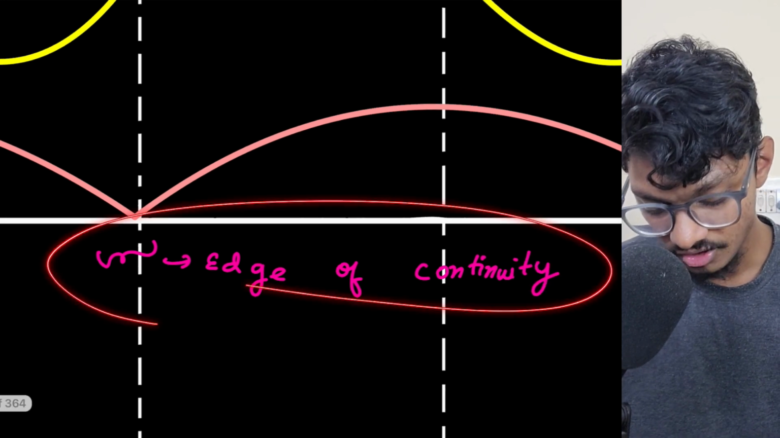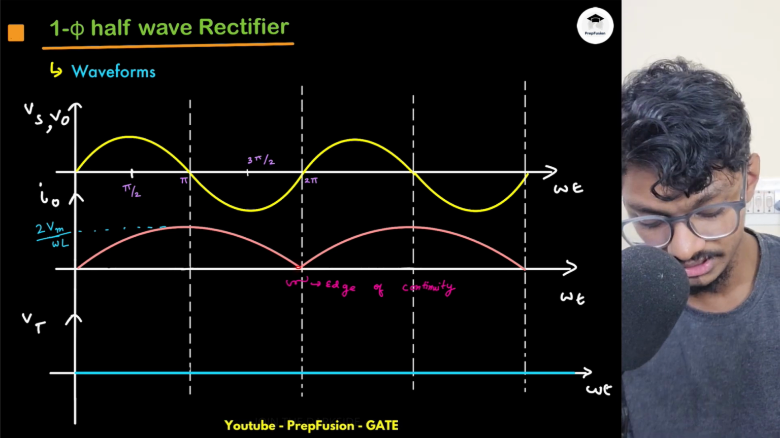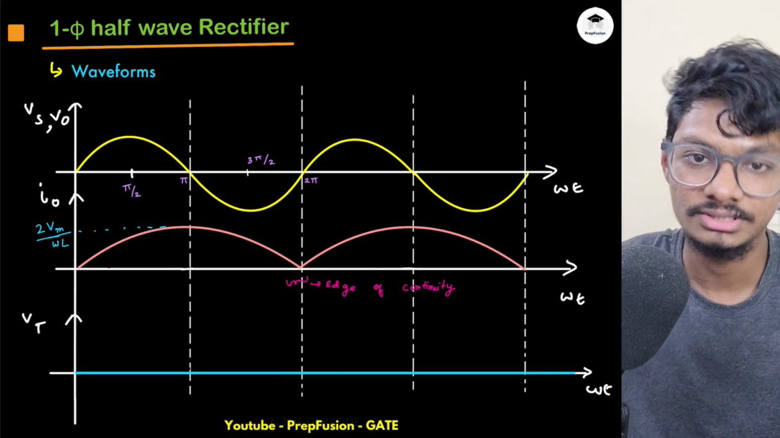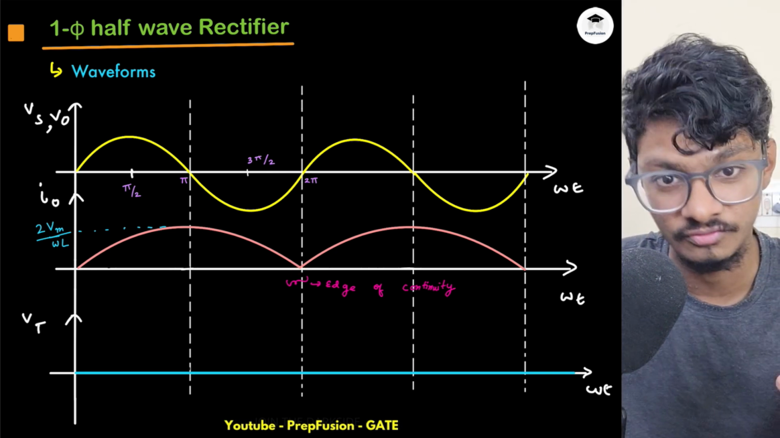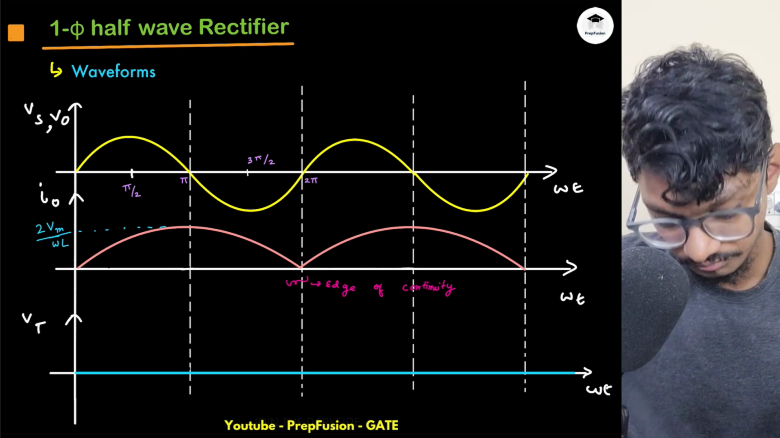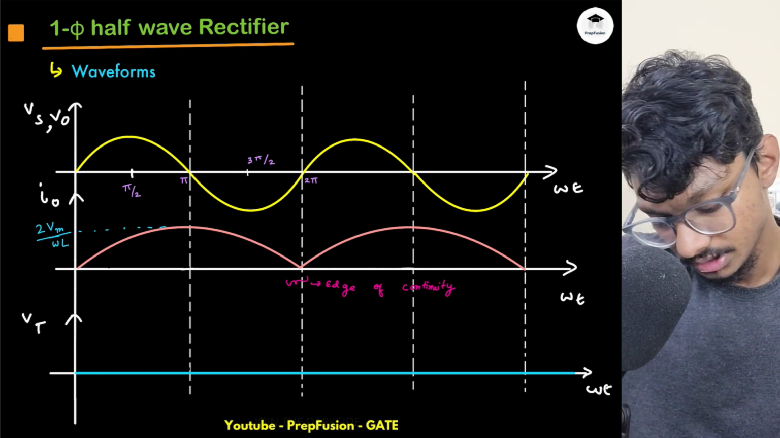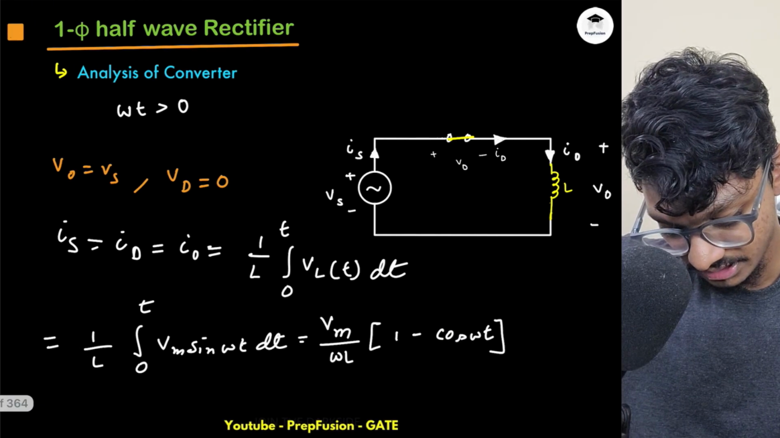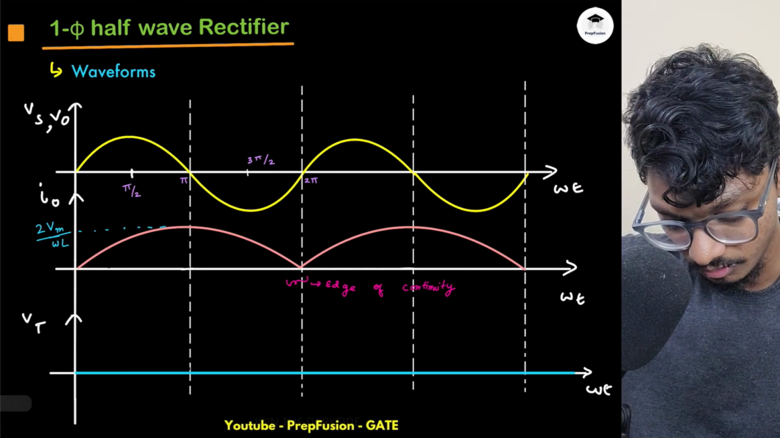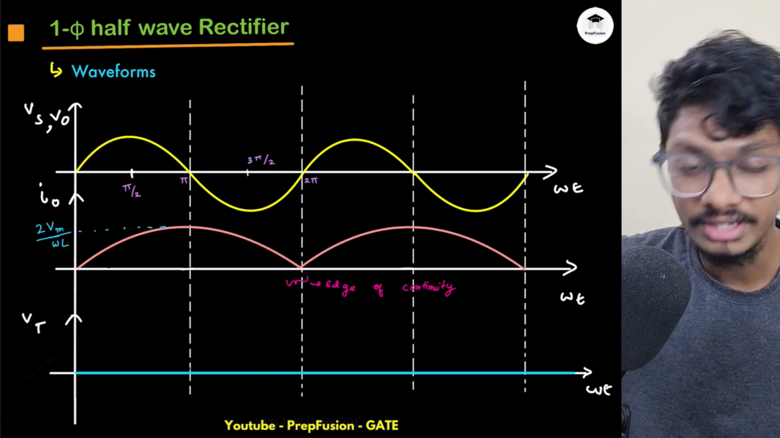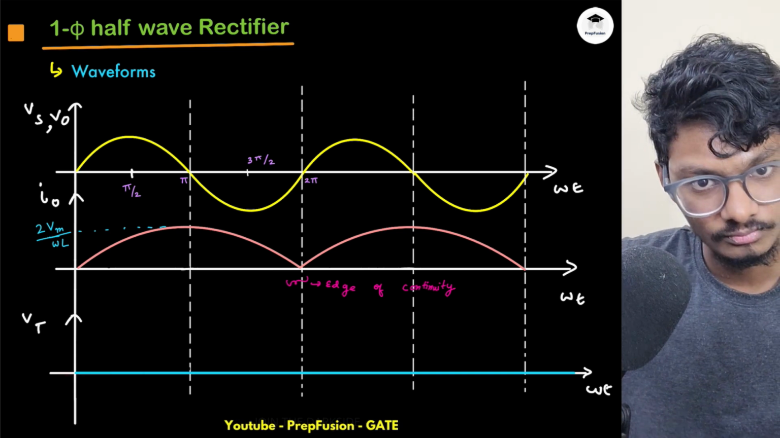This is at the edge of the continuity, right? Because this is just getting 0 for an instant, that's why this is known as continuous, but this is just at the verge of discontinuity. Edge of continuity and discontinuity. So current will be something like this. You just plot this current expression and you will get your current something like this, and your voltage across the diode will always be 0.